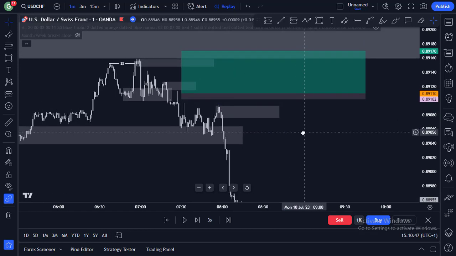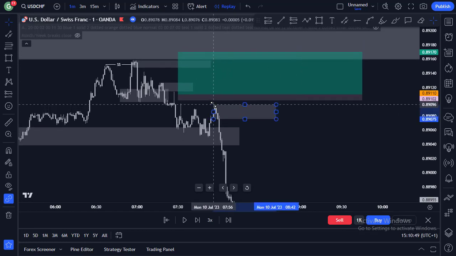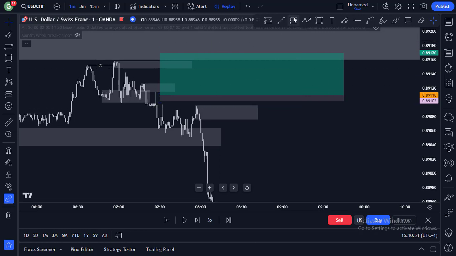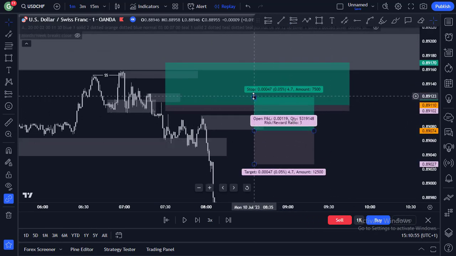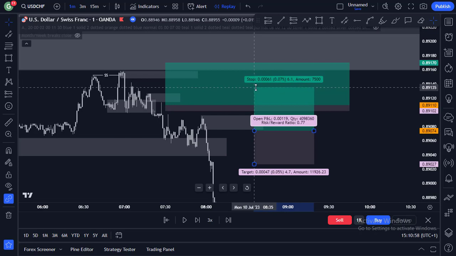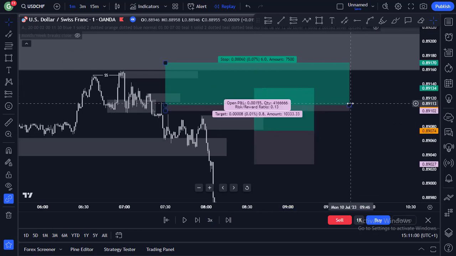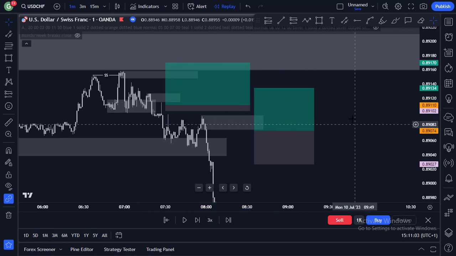Okay, this is a good demand. This is a good demand turn supply. I'll be looking for a sell right there. My entry would be somewhere around that point, above this point here. 6 pips should do the work. All right, then I'm going to move this out of the way.